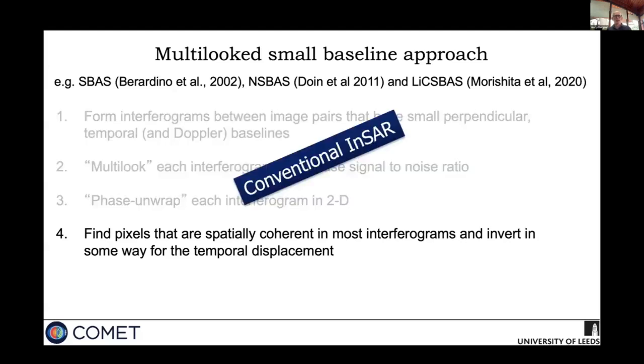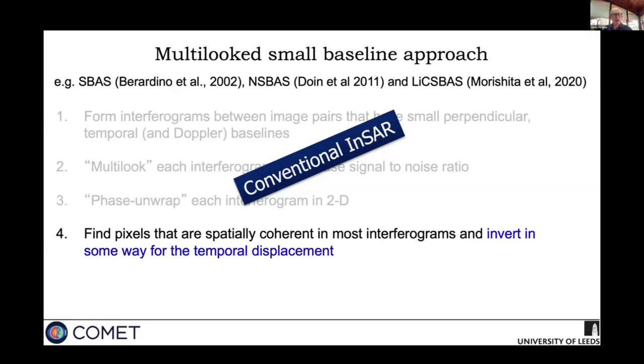Okay, so the first 3 steps are actually standard InSAR, conventional InSAR. Once we made our choice about which interferograms to make, then we just do normal InSAR, essentially. And it's only the last step that's different in any way. So this is quite intuitive, I think, to get a grip on.